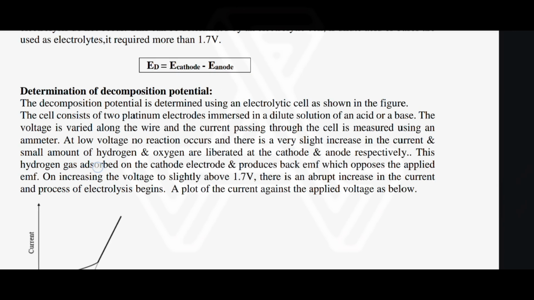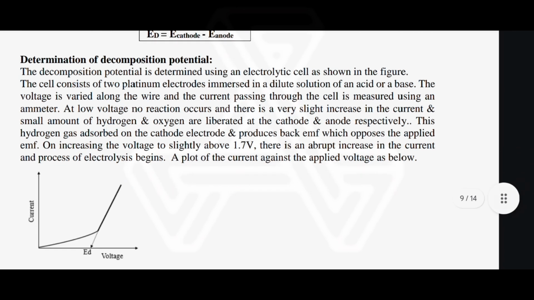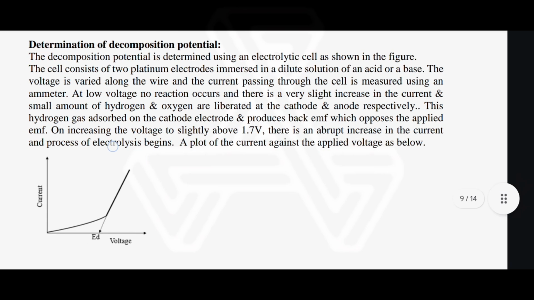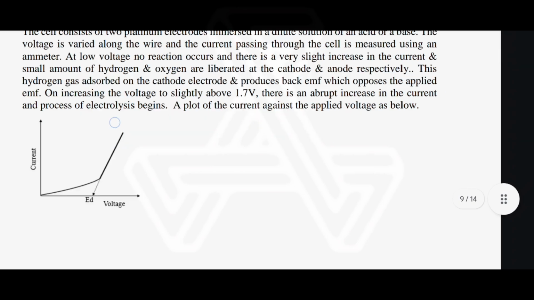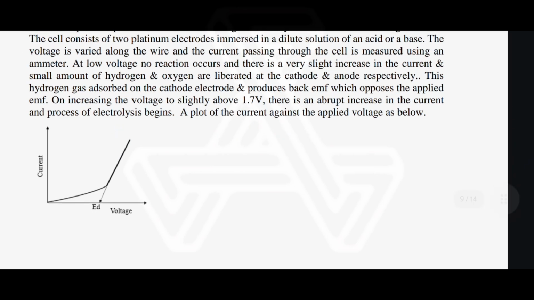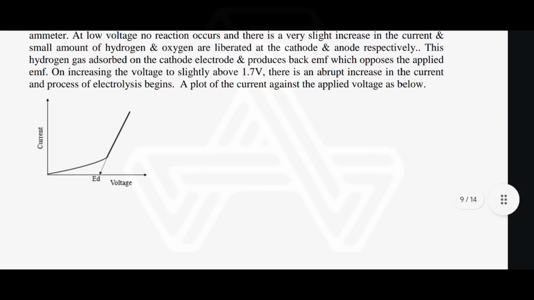The decomposition potential is determined using an electrolytic cell as shown in the figure. The cell consists of two platinum electrodes immersed in a dilute solution of an acid or a base. The voltage is varied along with the wire, and the current passing through the cell is measured using an ammeter. At low voltage, no reaction occurs, there is a very slight increase in the current, and a small amount of hydrogen and oxygen are liberated at the cathode and anode respectively.